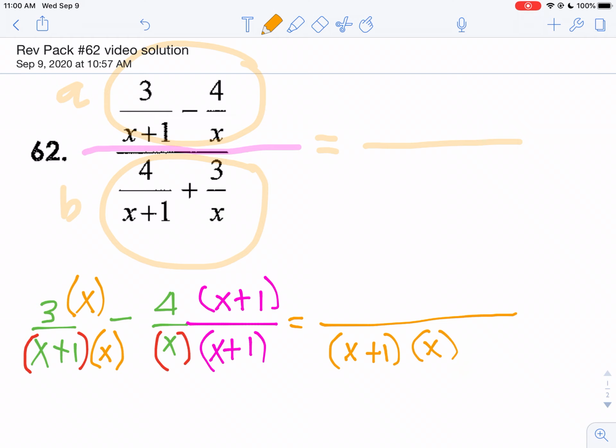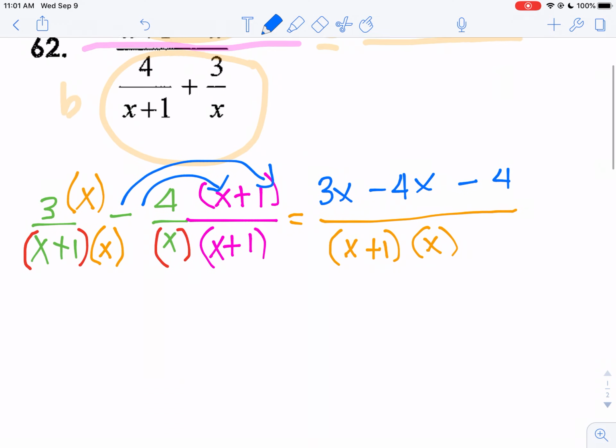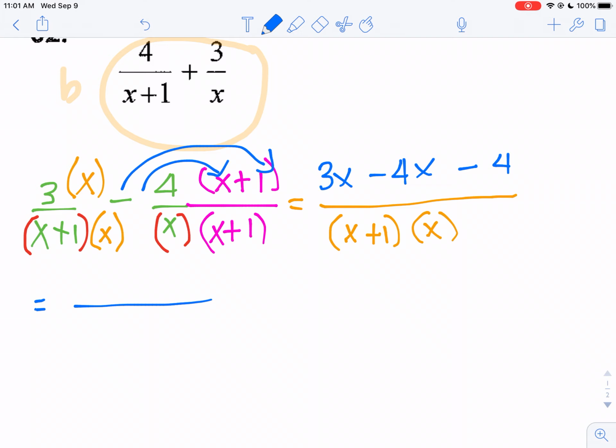That's our common denominator. I'm going to do a little bit of mental math here, so watch me closely. You got your 3x, and then this one here times that will give you a minus 4x. This minus 4 times a 1 is going to give you a negative 4. I'm going to clean it up a little bit. You have the 3x. Oops, I have to combine like terms here. So 3x and negative 4x is going to give you a negative 1x minus a 4. And in the denominator, you have x plus 1 times x.